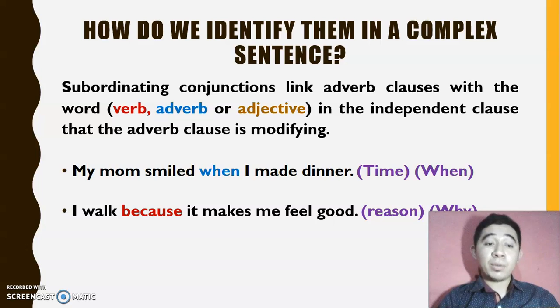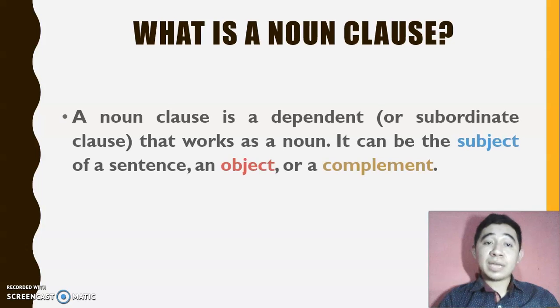And the second example, I walk because it makes me feel good. The same case, because is introducing the adverbial clause and is modifying the verb walk that is in the independent clause. And it answers the question why. So it is giving a reason. Now let's talk about noun clauses.